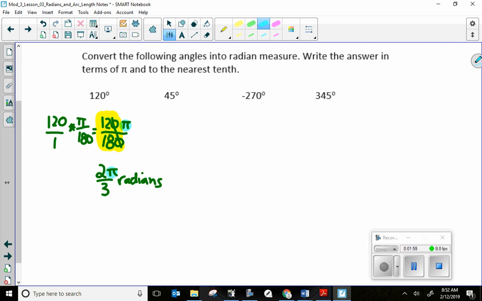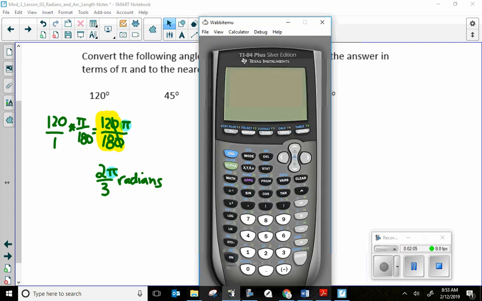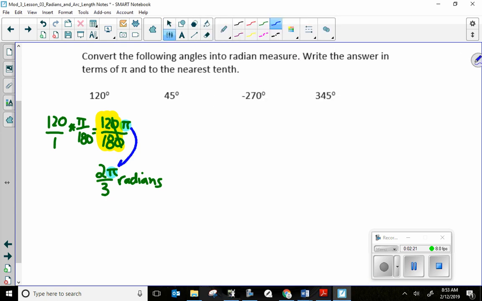I'm going to show you that the calculator can reduce the numbers in the fraction, not the pi. I take 120 and divide that by 180, and I hit math, enter, enter. And that reduces to 2/3 right there. Beautiful thing. And then all I do is carry this pi along for the ride. And that's radians. This is in terms of pi.